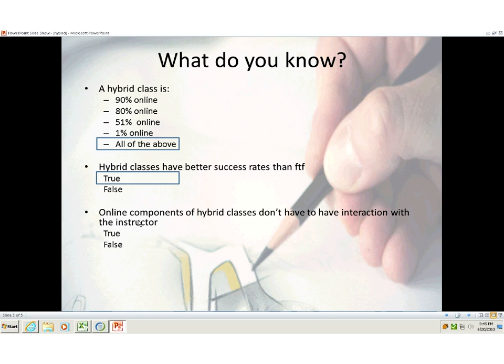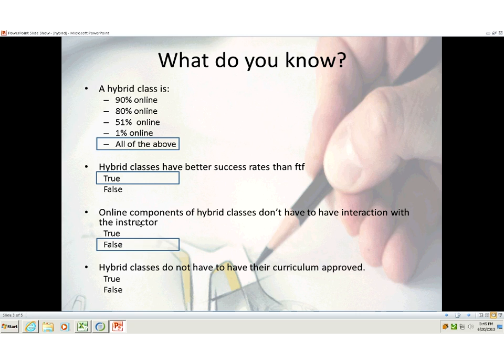Online components of a hybrid class don't have to have the interactions with the instructor. False. They do. Regular effective contact has to happen in a hybrid class. That's by your regulations, folks. You go in and read them. It doesn't say it specifically, but when you look at everything, it says distance ed is whenever you replace face-to-face time with something at a distance. Then the rest of it is about all the quality measures that pertain to distance ed. So if distance ed includes hybrids, then all of it has to be.